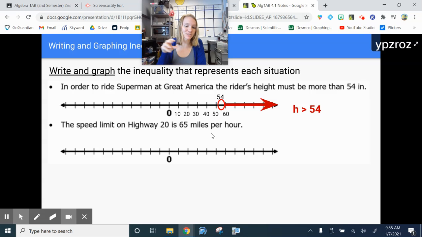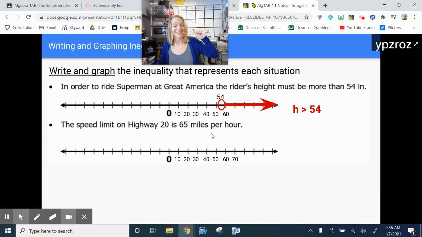So first thing, let's put some numbers on here. Let's go ahead and count by tens again. This time I'm going to count all the way up to 70 because I need to be able to represent a number that's higher than 65. I'm going to mark some numbers, and I'm doing this on my paper too: 10, 20, 30, 40, 50, 60, 70. That way I'm in that range between 60 and 70, with 65 being the speed limit.